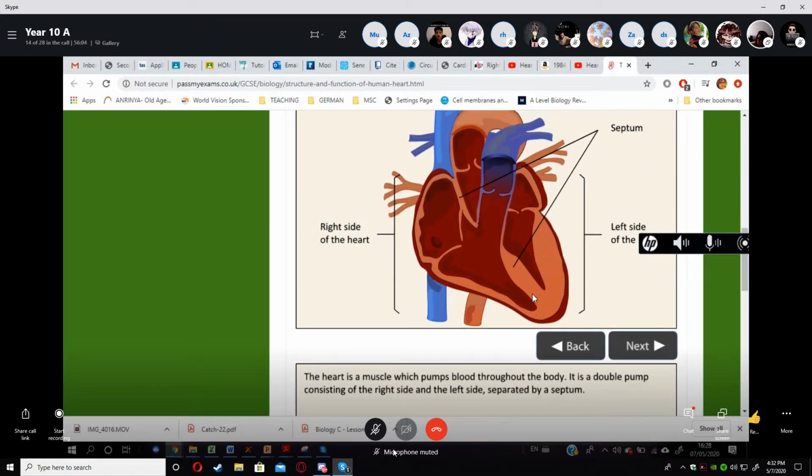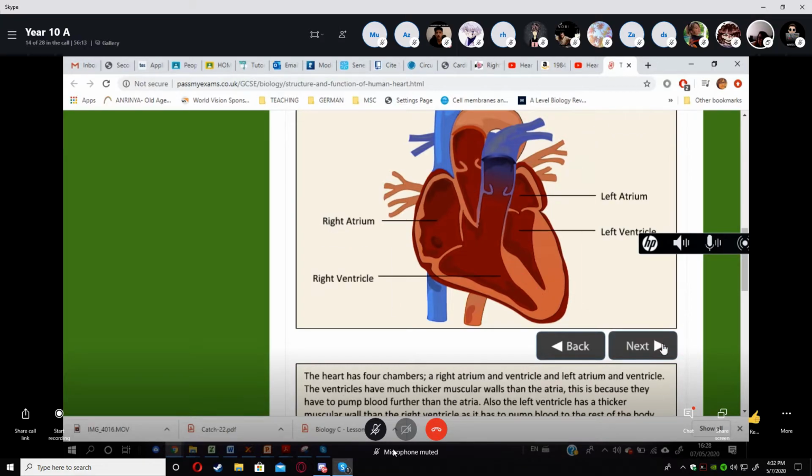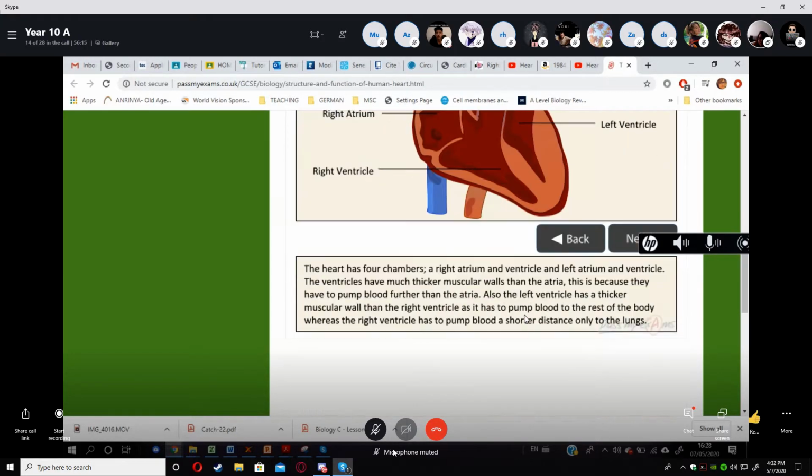So the heart is a muscle which pumps blood to the body. It is a double pump consisting of the right side and left side separated by a septum. Remember the septum. Okay. Now, the heart has 4 chambers.